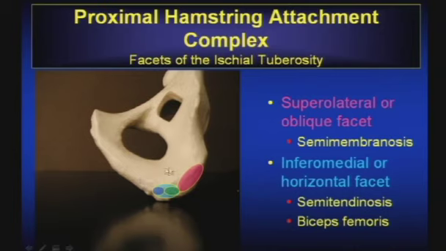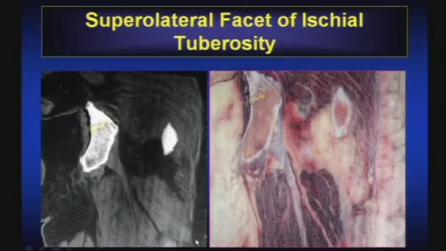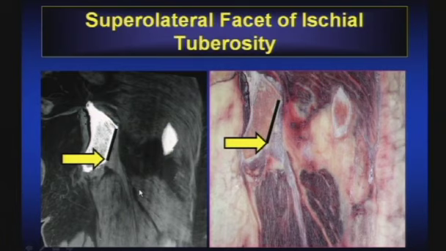So here we are at the ischial tuberosity. And what we've identified at the ischial tuberosity is that there is indeed a change in osseous contour here. There's a superolateral or oblique facet, and there's an inferomedial or horizontal facet. At that superolateral facet, we're having the attachment site of the semimembranosus, and at the inferomedial facet, we're having the attachment site of the conjoined tendon, it's called, because the semitendinosus and the biceps femoris are intimately associated with one another in those regions.